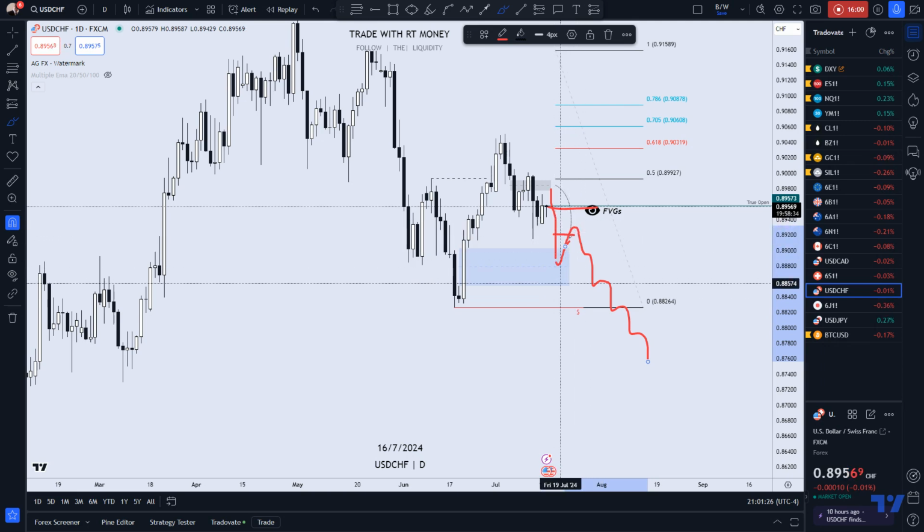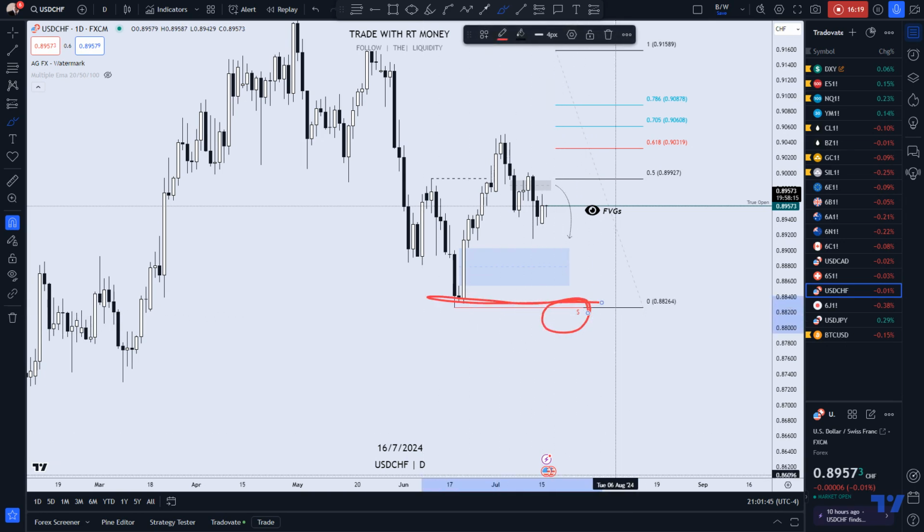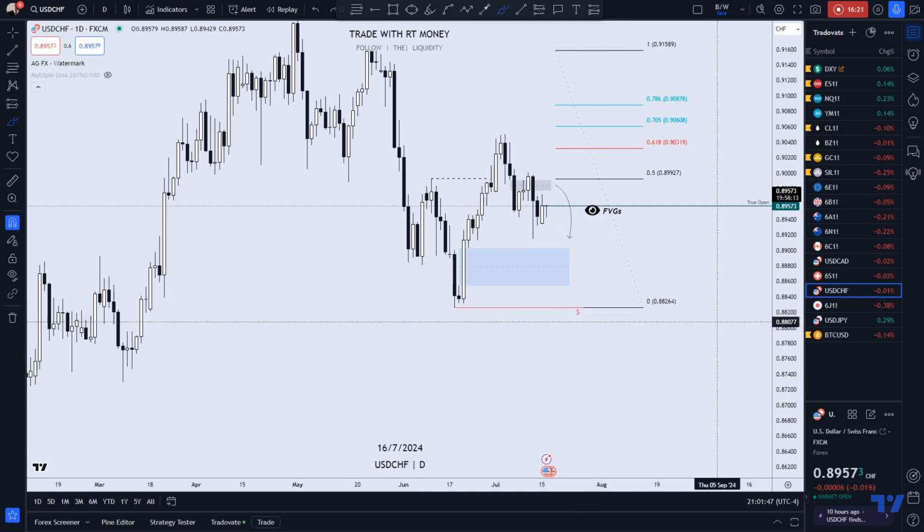I'm going to be looking for these fair value gaps to develop. If we get some good fair value gaps developing over top of this bullish fair value gap, then I know that the intent of price is to go lower, and that this sell side liquidity here is the target.